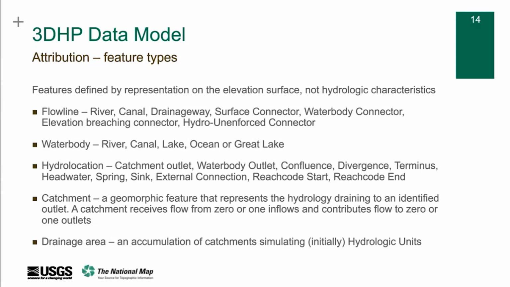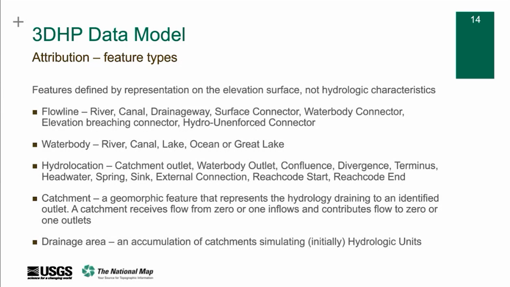Water bodies are also very simple, or not simplified so much as just a very small subset of these types. We don't try to assign attribution so much as just define whether or not it's a polygon versus a single line feature. So we have polygons that can be rivers and canals and lakes, and an ocean or Great Lake. And those are really the only types of water bodies that we're collecting right now.